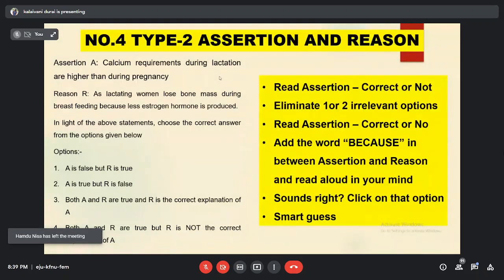Okay. But problem यहाँ पे ये है कि इसमें option 2, option 3, option 4, in all the 3 options, assertion is true. Okay. Even NTA knows that the assertion which is given here is very easy.